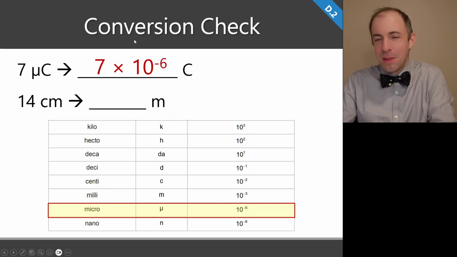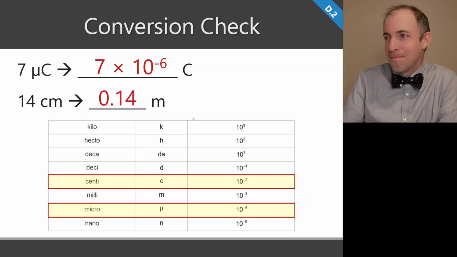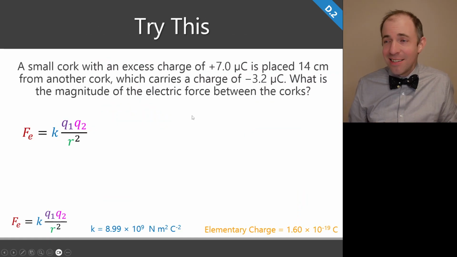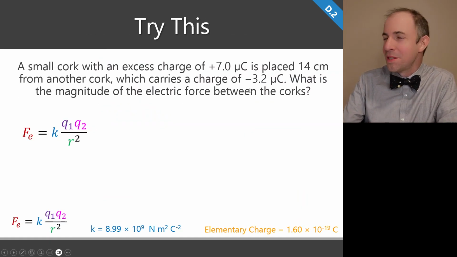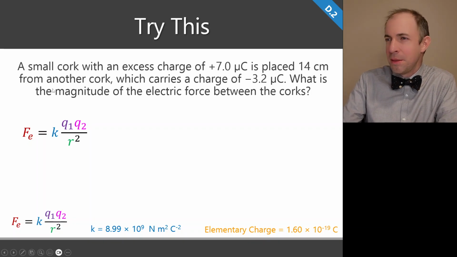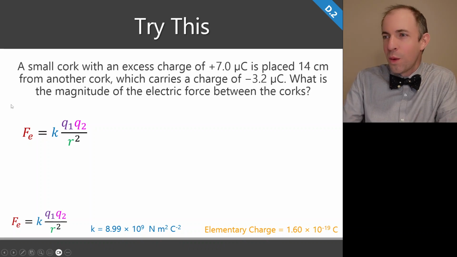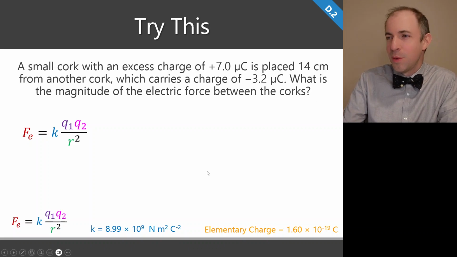14 centimeters is a little bit less, well, less than 1 meter, 0.14. All right, I can take that and solve a problem with it. A small quark with an excess charge of 7 microcoulombs is placed 14 centimeters from another quark, which carries a charge of minus 3.2 microcoulombs. What is the magnitude of the electric force between the quarks?